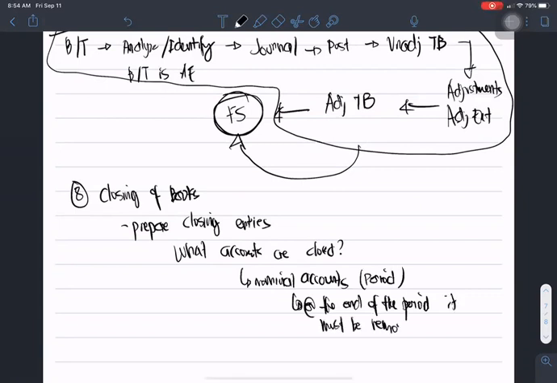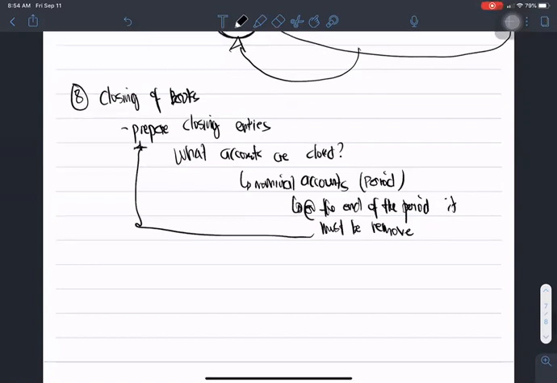So how do we remove these nominal accounts? They are removed by the preparation of closing entries. So we have nominal accounts with a balance at the end of the period, and we prepare closing entries. So in closing of books, what accounts are closed? Only the nominal accounts, because again, they represent transactions during a period, they are not accumulated, and they are not permanent in nature. Therefore, at the end of the period, they must be removed through the preparation of closing entries.